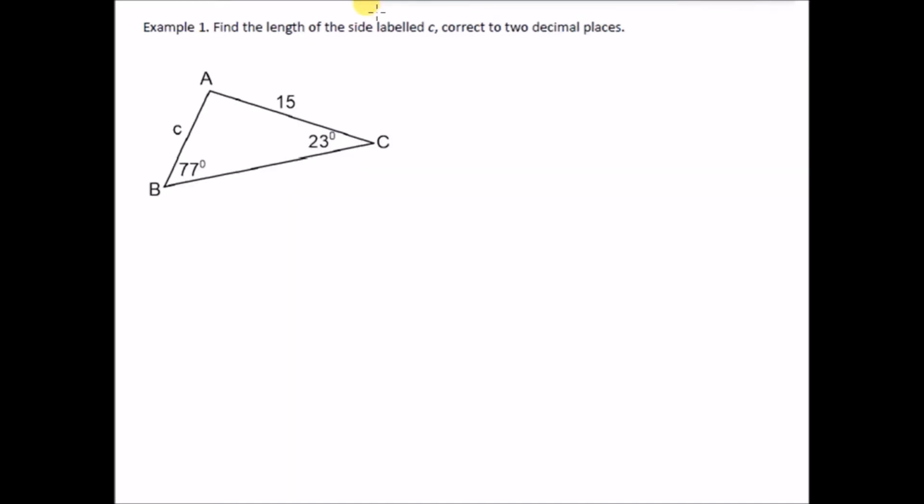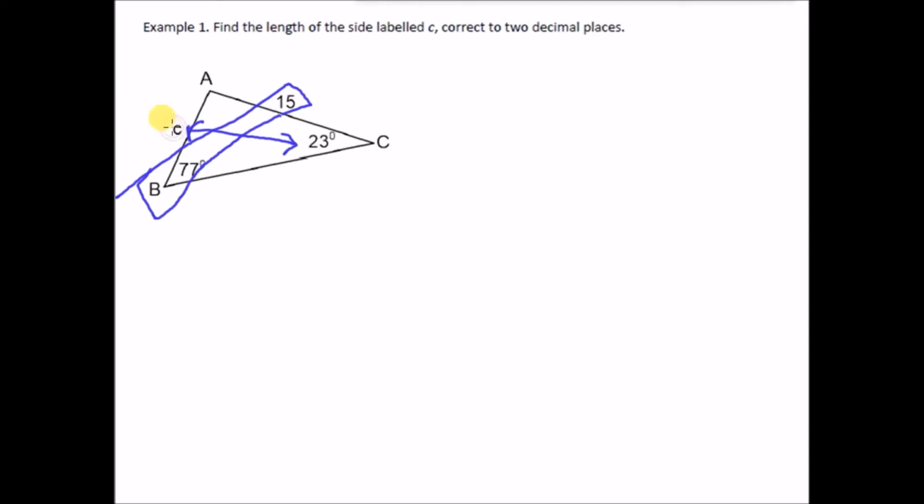All right, so for example 1. Example 1 says find the length of the side labeled c, correct to 2 decimal places. Let's first find a matchup. I see that angle B and side b are both labeled. We have to solve for side c, but we have angle C, so this is perfect. By having a matchup and another piece of information, being the 23 degrees, we can solve for side c using the sine law.